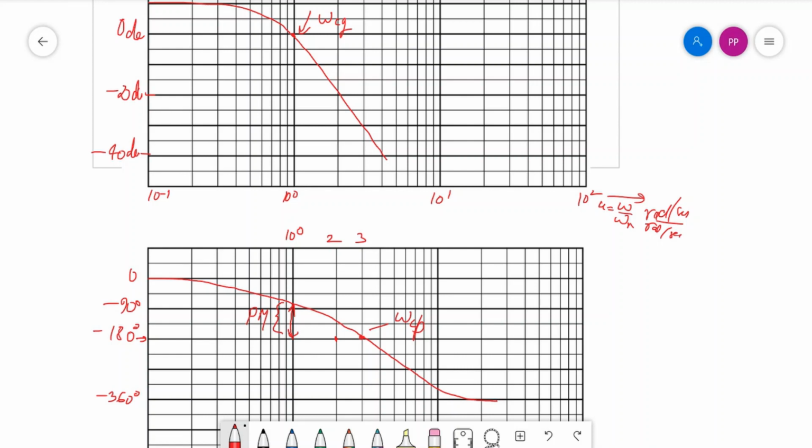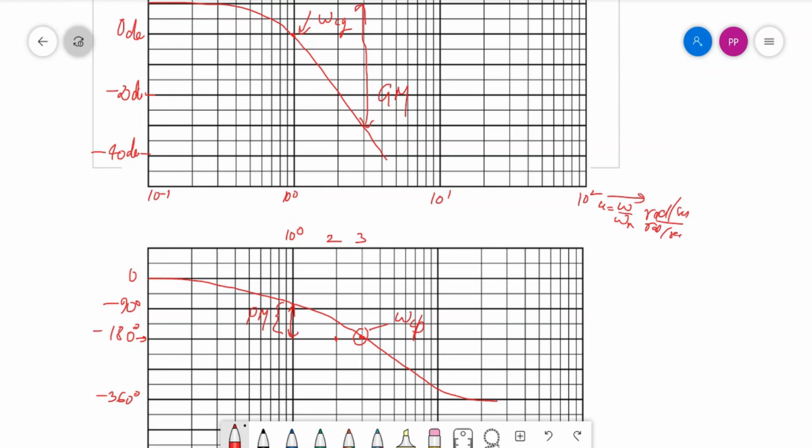Similarly, for the phase crossover frequency, we see how much gain is away from the 0 decibel line. So this much is your gain margin. This is an example, not a practical situation. In a practical situation, it may be different. So we can obtain the gain margin and phase margin in this way.